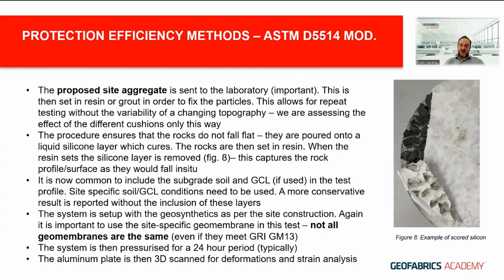As I mentioned, it's very important to use site-specific materials. The geomembrane is proposed, and we're going to decide on what the geotextile is. The rock, we do get asked, we have a large database of these results, but that can give you an indication of where we need to start in terms of a cushion, but we need the actual site aggregate to do this test. There's a lot of variables in the aggregate itself that I'll talk about that influence the strain. So we need to be using site-specific materials.